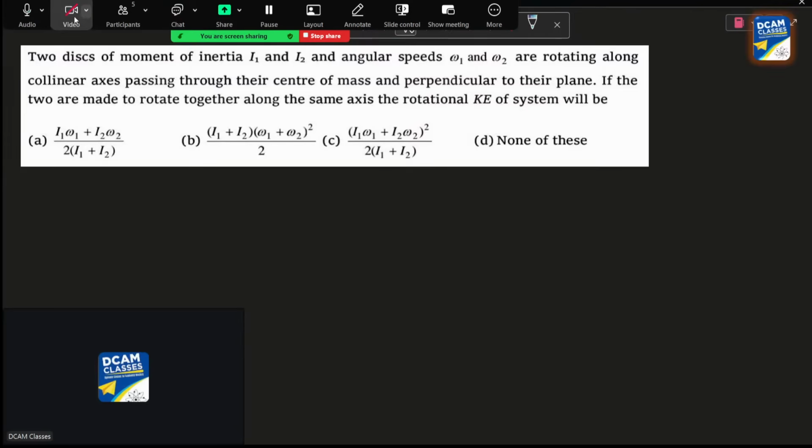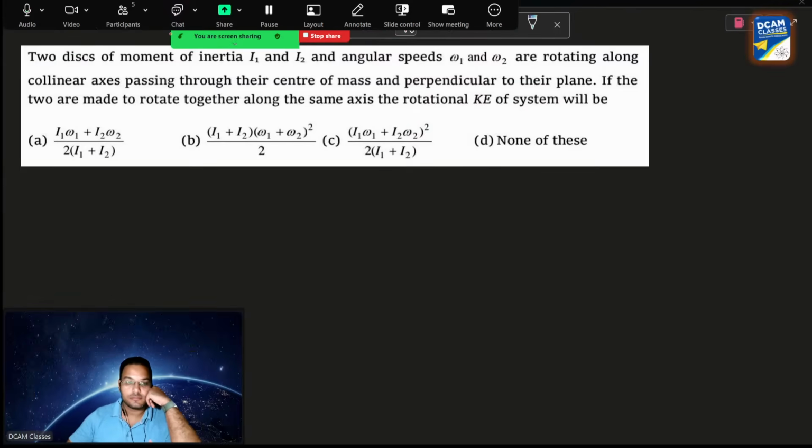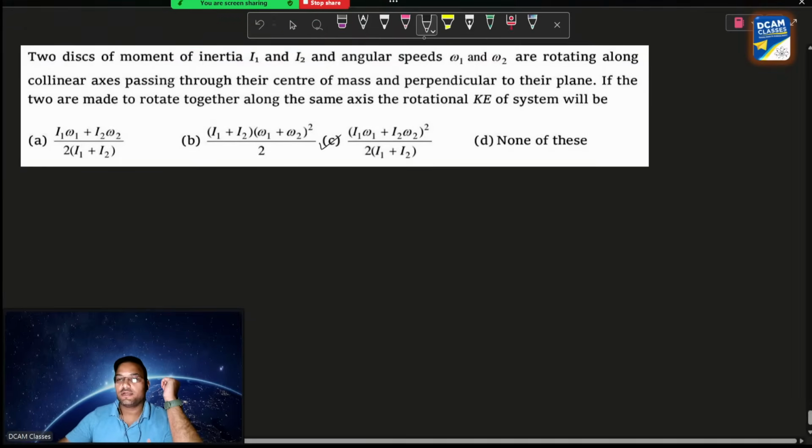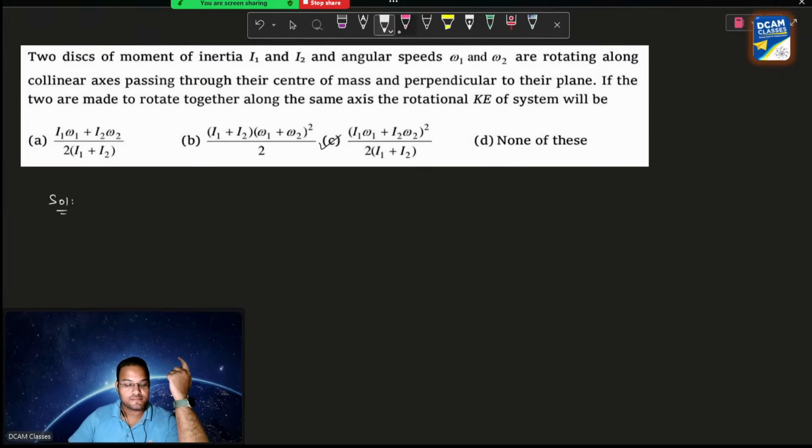Do you want me to solve it? My answer is coming as C part. Your answer is C part. Yes, sir. Achha, let me see. Very good. It's an easy question only, na? Not difficult. Okay, C. Let me solve it. I just had to put the kinetic energy formula, 2 3. It's actually not that difficult.